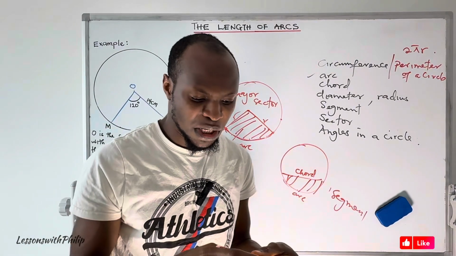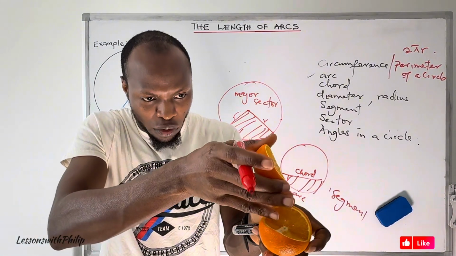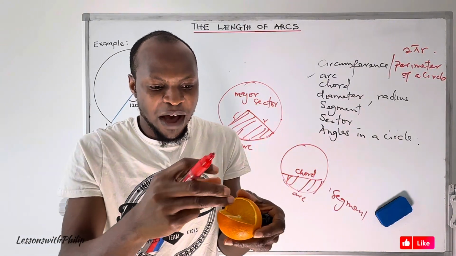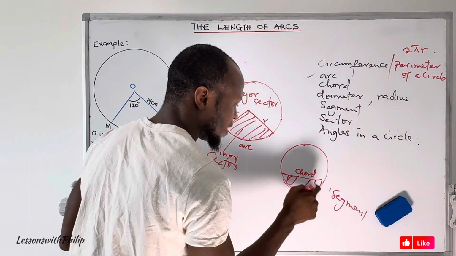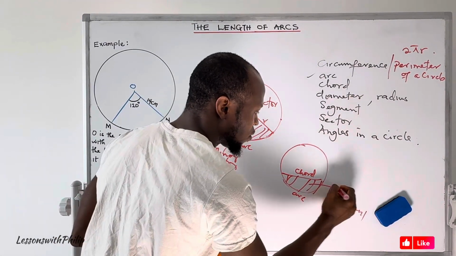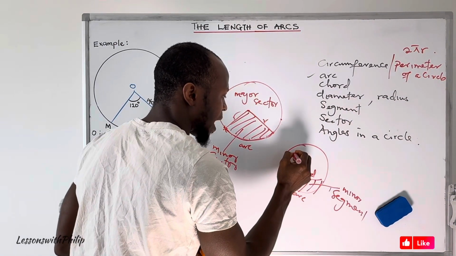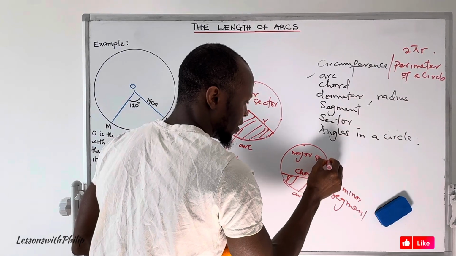Now, permit me, supposing I cut this rest, I cut this one down, I cut everything down. So what I'll be having is only two halves. Those two halves are known as, this small one is known as the minor segment, while this one that is big is known as the major segment. Do you get it?